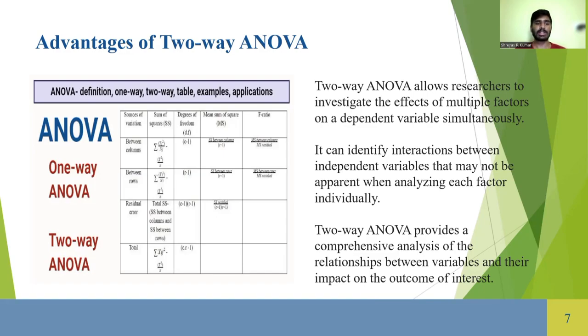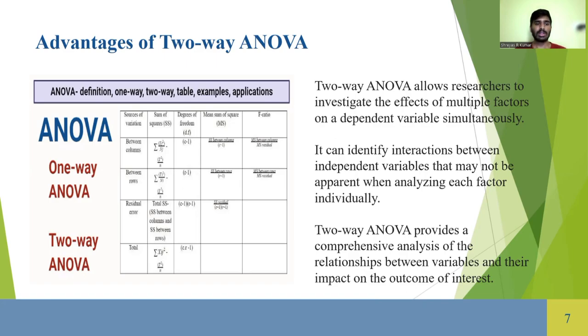Now let's see some formulas in two-way ANOVA. Sources of variation, sum of squares, degrees of freedom, mean sum of squares, and F ratio. For between the columns, SS is sigma of Ti square divided by Ni. Degrees of freedom is C minus 1, and MS is SS between columns divided by C minus 1, and the F ratio is MS between columns divided by MS residual.